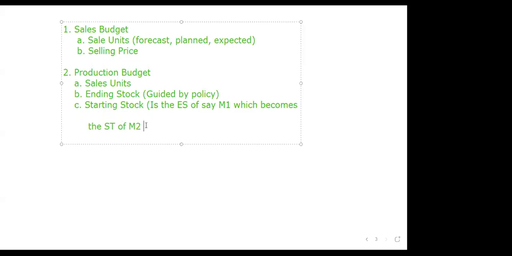Then the next item that becomes important when you are looking at your production budget is cost elements. So cost of production, how much you incurred in producing, right? So cost of production becomes the next item.